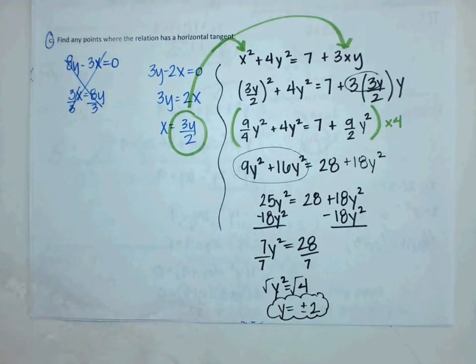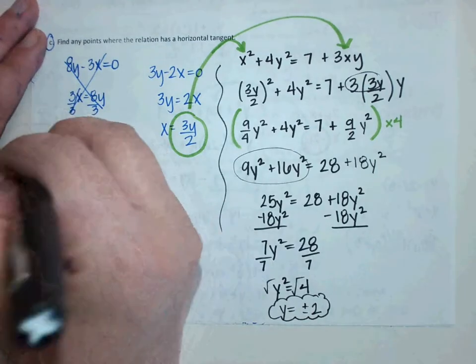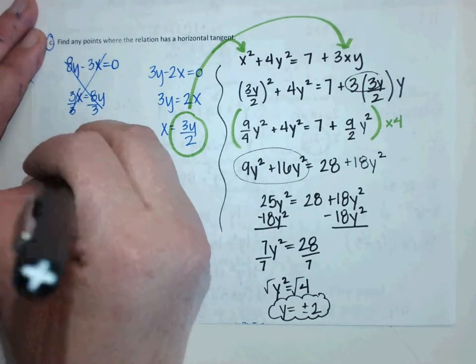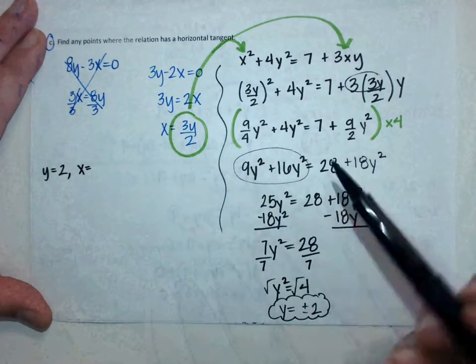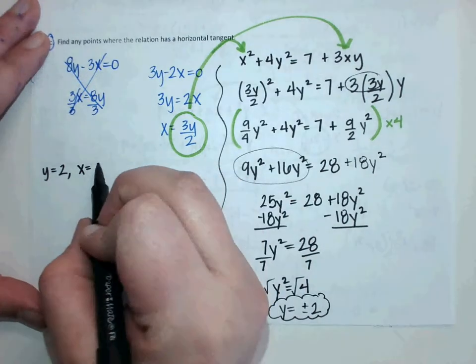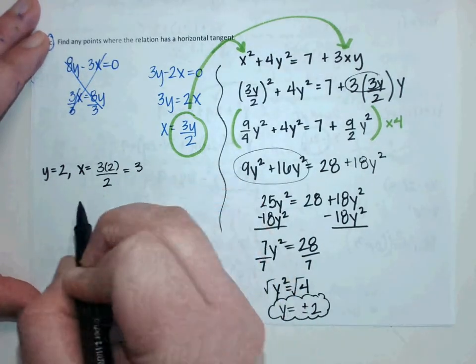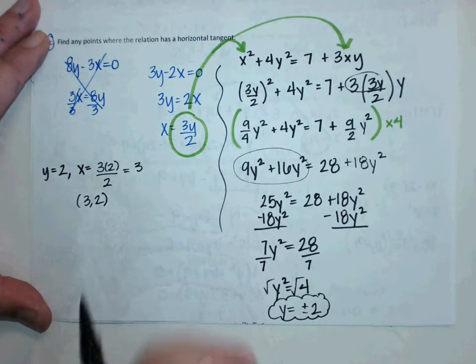Yeah. Okay, cool. Now, from there, it said to find the points. If I say y is 2 and negative 2, are those points? No. Where can I go back to find the other half? Go back to your x equals. So I'm going to put when y is 2, x equals, and then I'm going to go back to here. If it's 3y over 2, well, that's 3 times 2 over 2, which is 6 over 2, which is 3. So my point is 3, 2.